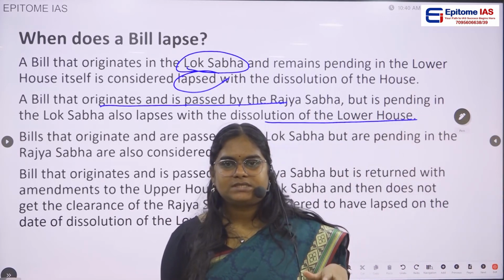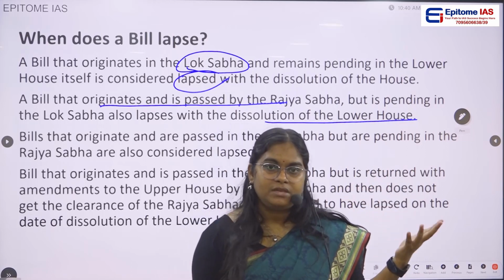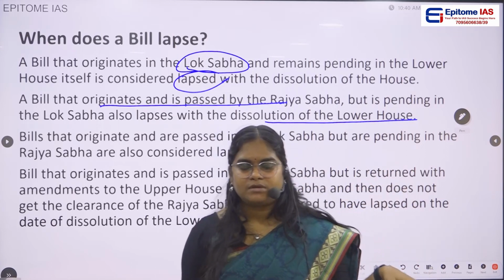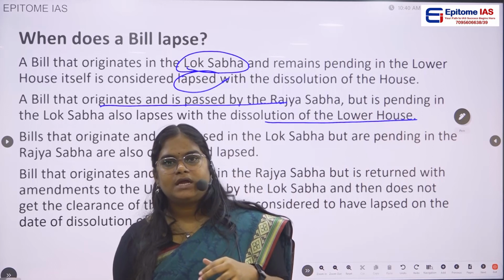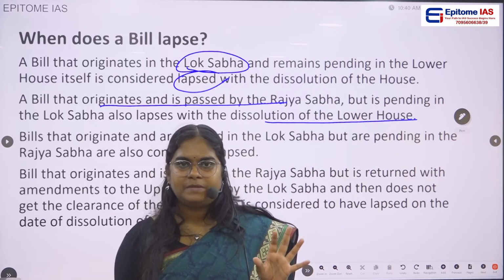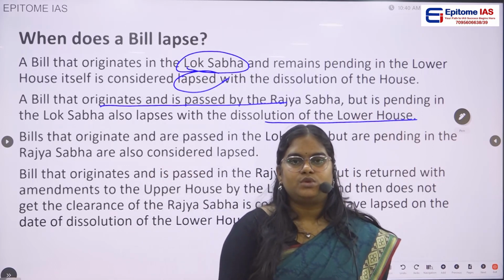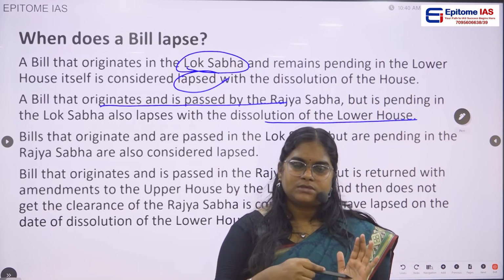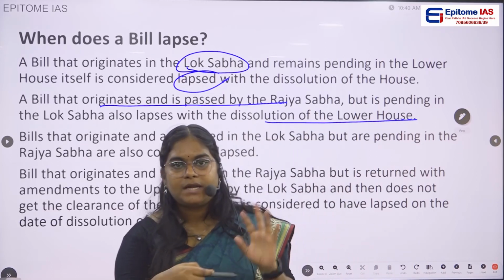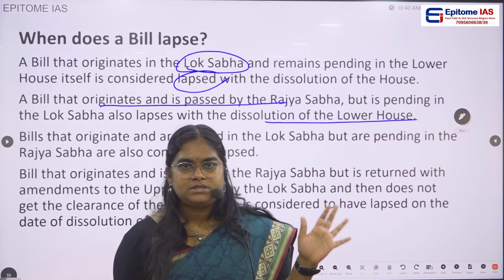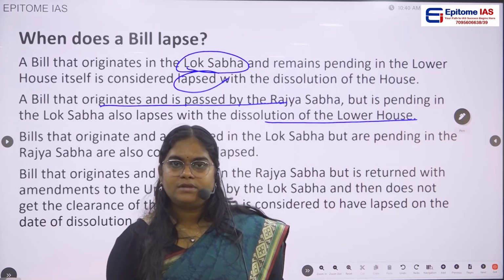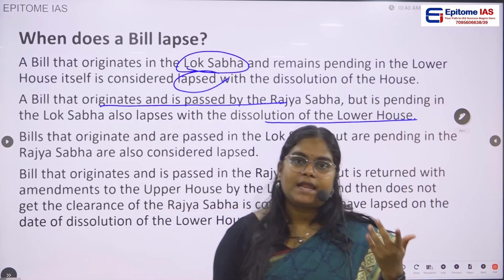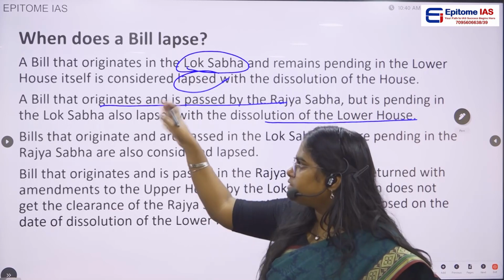So what they are saying is, let's say a bill was introduced in the Rajya Sabha, and the Rajya Sabha passed that particular bill, and now it is transmitted to the Lok Sabha, and the bill is pending in the Lok Sabha, but the Lok Sabha got dissolved in this time period. Then what will happen? The bill will lapse. Okay, these are the two conditions.